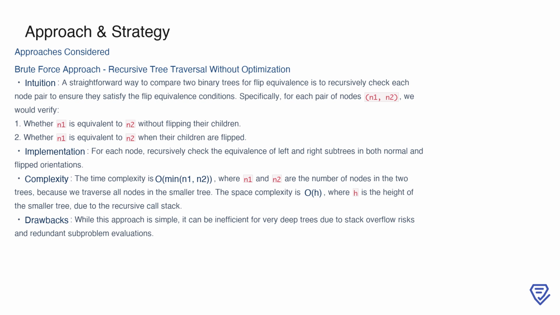While the time complexity of this approach is proportional to the number of nodes in the smaller tree, specifically O(min(n1, n2)), its space complexity is determined by the height of the smaller tree, O(h), because of the recursive call stack. However, this method has some drawbacks. It can be inefficient for very deep trees due to the risk of stack overflow, and it doesn't address redundant evaluations of the same subproblems, which can make it less optimal for larger inputs.